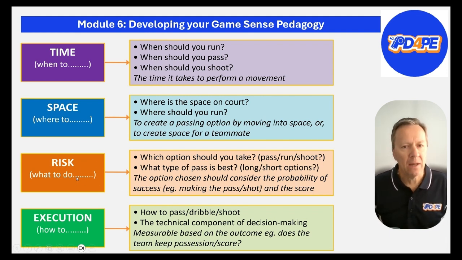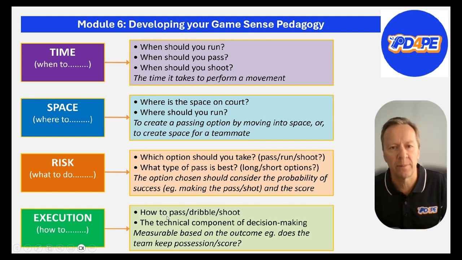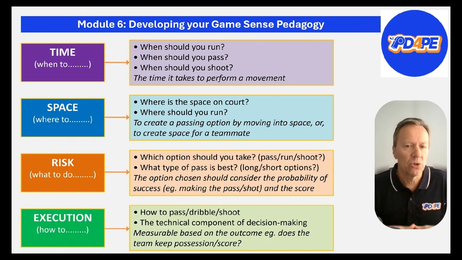Risk is about what happens if we select a particular option. So which option should you take and what type of pass is best is an example of a couple of questions to emphasize the risk of a given decision. And finally, execution. So often it'll be how do we pass? How do we dribble? How do we shoot? And that's usually the technical component of the skill execution or the decision making.